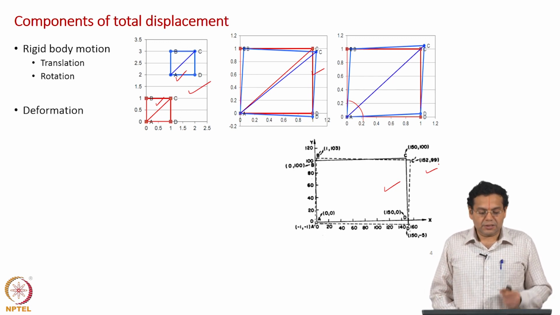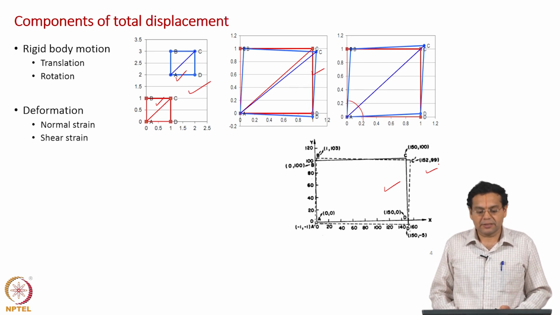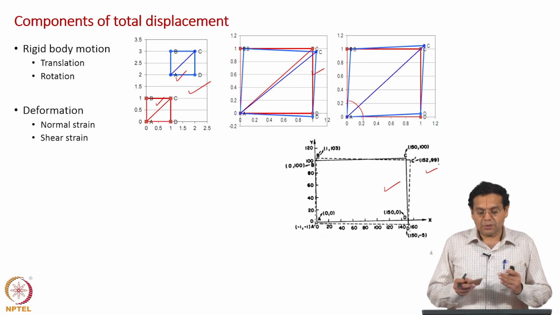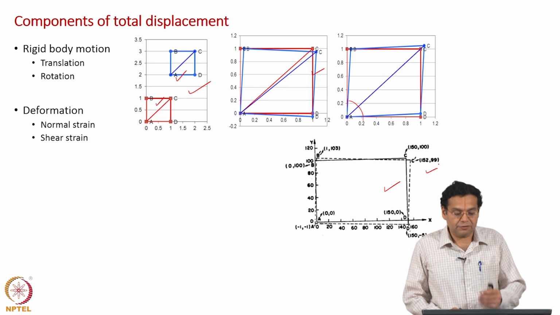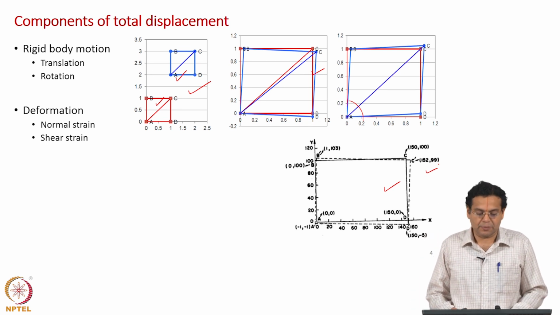Deformation. When we say deformation strictly, it means change in length, namely normal strain, and change in angle, namely shear strain. Now, we are slowly trying to distinguish these two very clearly, and that is in fact the objective of today's lecture also.